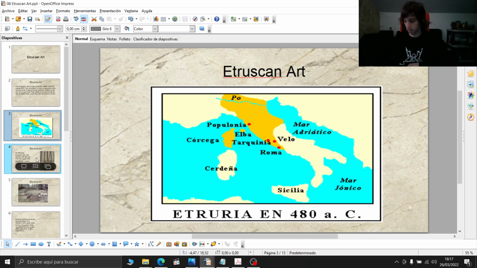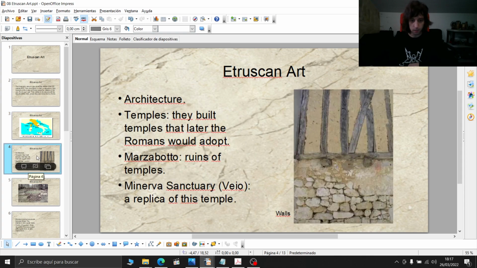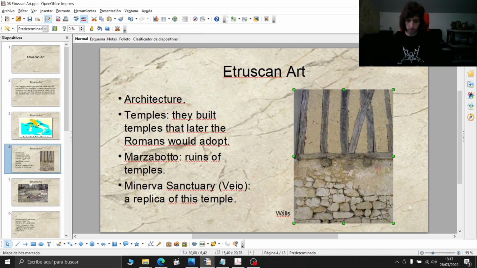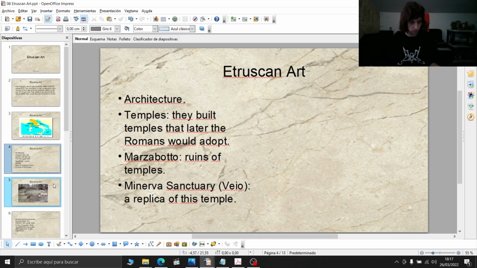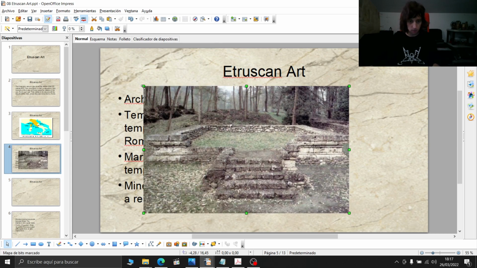This is a map. Architecture, temples. They built temples that later the Romans would adopt. Observe the ruins of temples and the Minerva Sanctuary, Veii, a replica of this temple. I was adding this before, but I think I'm going to remove it and just add this one. I'm going to keep it simple.